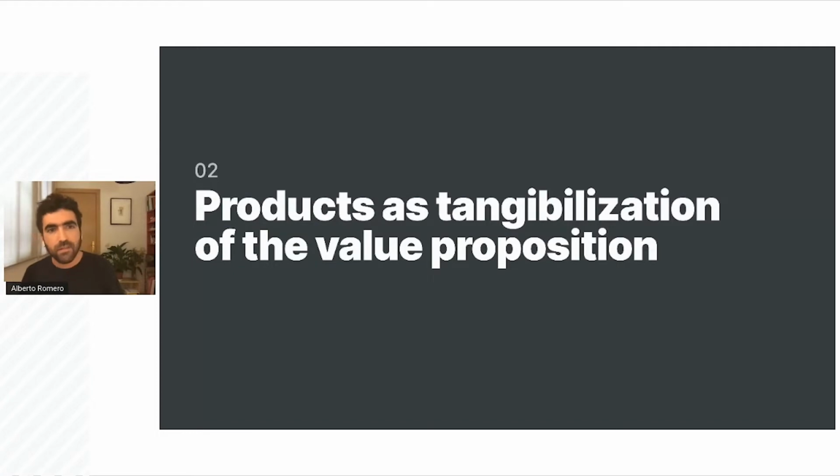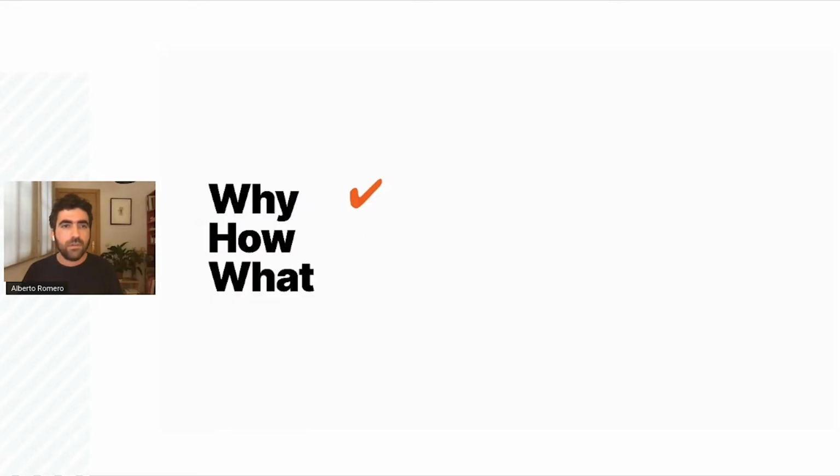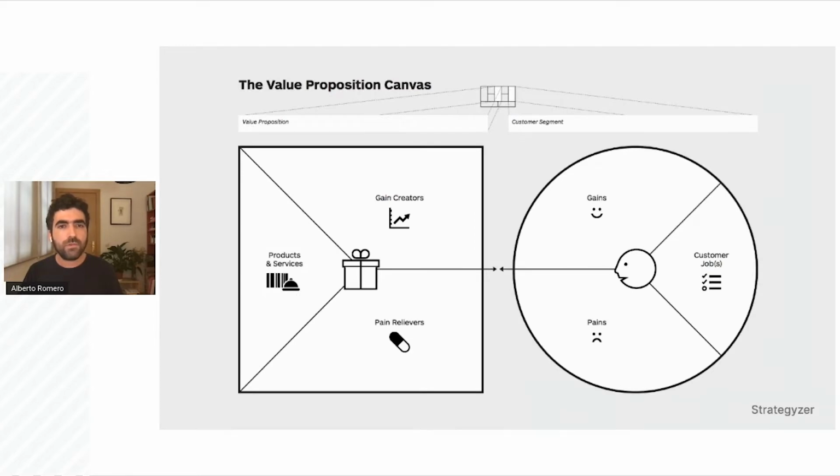All right, next, products as the tangibilization, as the vehicle for the value proposition. We've talked about why we do what we do. Let's now move on to how we deliver this to the customer. Now, if you think about value proposition, probably this image comes to your mind. Maybe you're familiar with this. It's the value proposition canvas. This is a tool by the people at Strategyzer, Alexander Osterwalder.